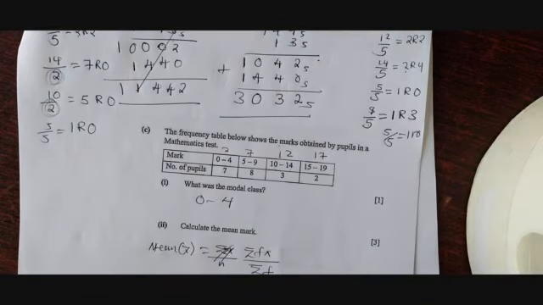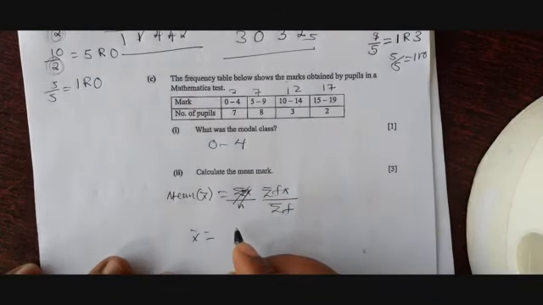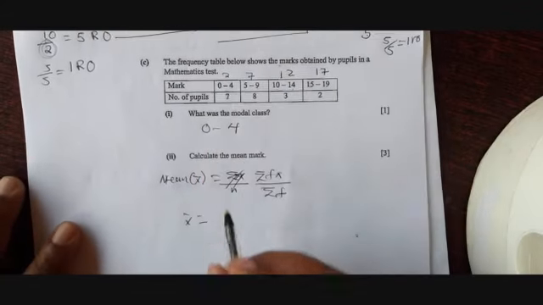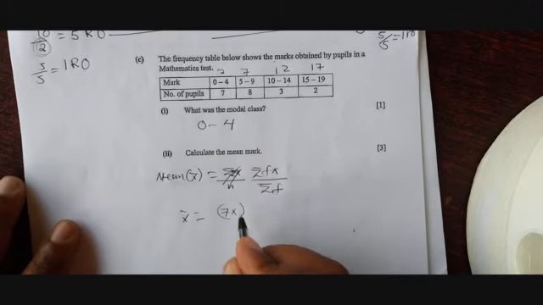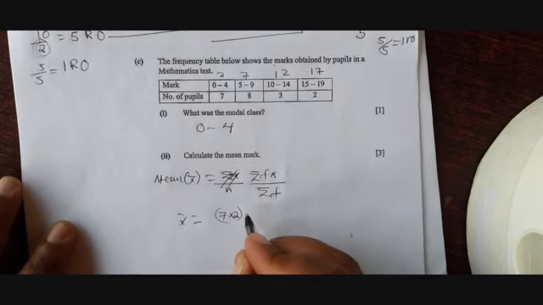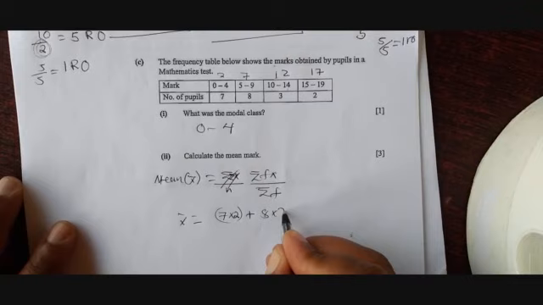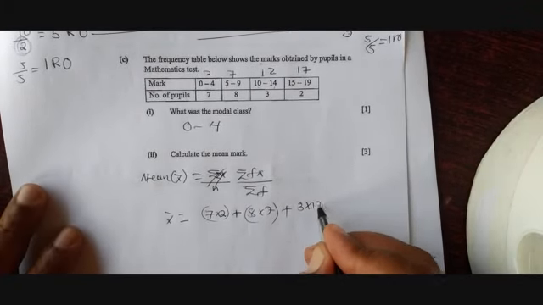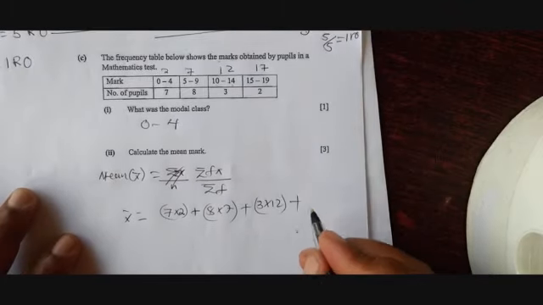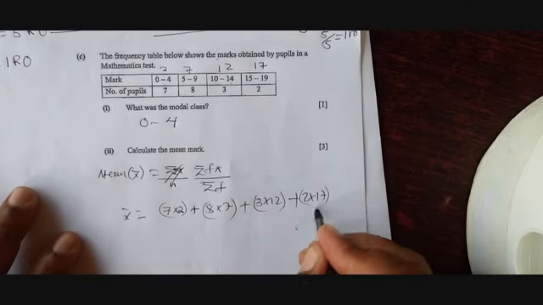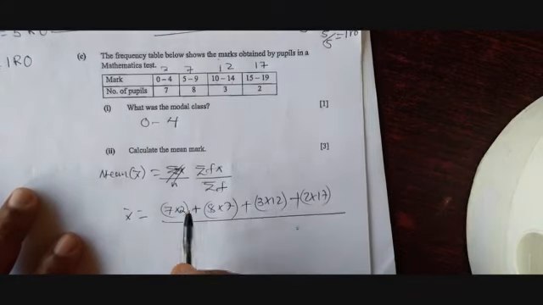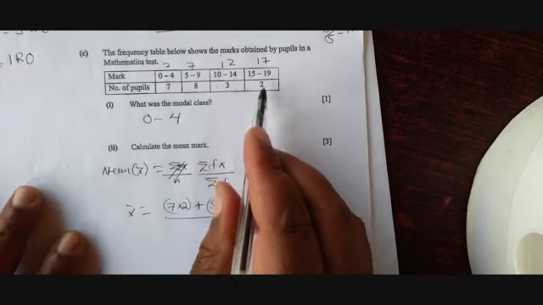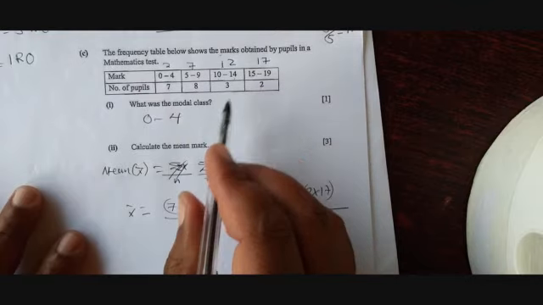Okay. So now to get your mean, you say frequency. What is my frequency? 7. So I'll say 7 times 2 plus 8 times 7 plus 3 times 12 plus 2 times 17 over your total frequency here. All right. 7 plus 3 is 10. 8 plus 2 is 10. 10 plus 10 is 20.